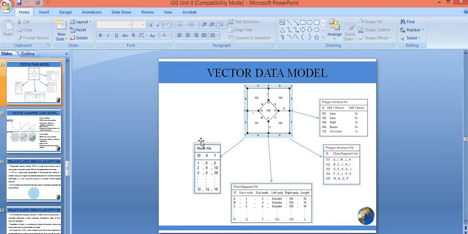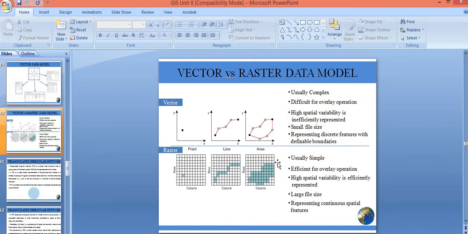Okay, so to have a recap, in the vector data model, first you will be storing points, and using those points you will be storing lines, and using those lines you will be storing the polygons. Okay, so this slide is very, very important from your exam point of view, the comparison between a vector data model and a raster data model.